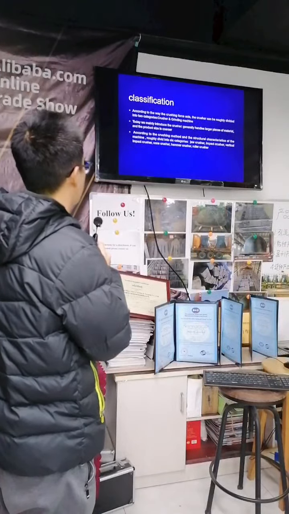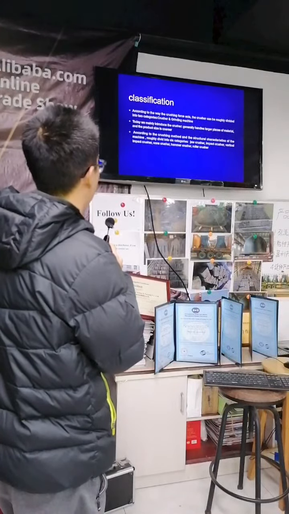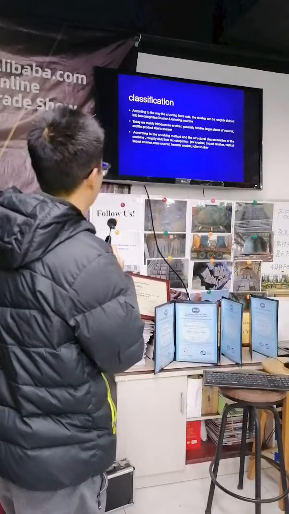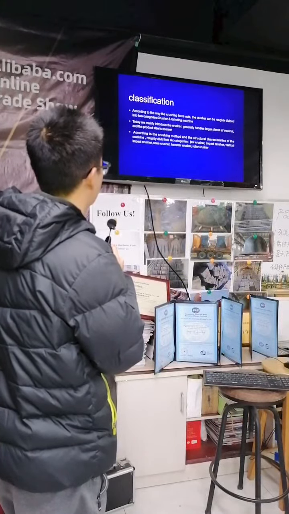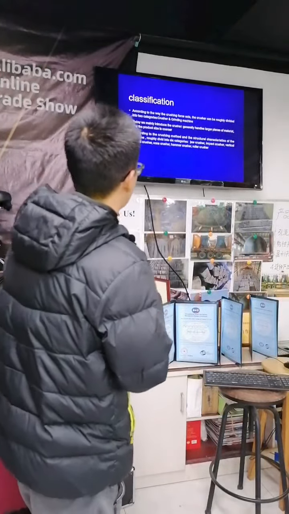According to the crushing method and structural characteristics of the machine, roughly divided into 6 categories: jaw crusher, impact crusher, vertical impact crusher, cone crusher, hammer crusher, and roller crusher.